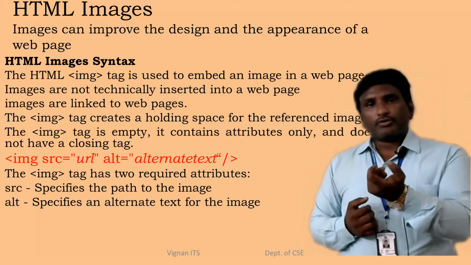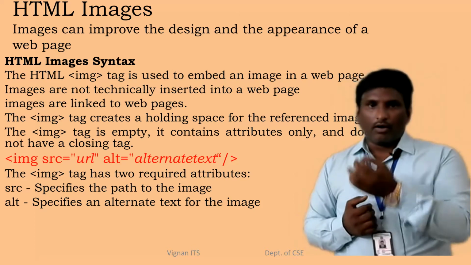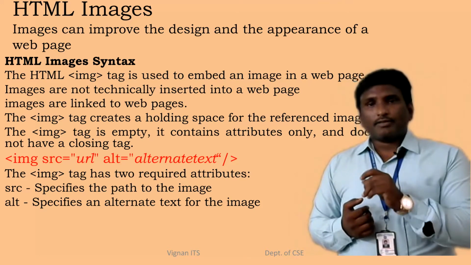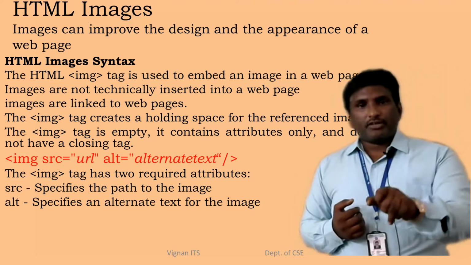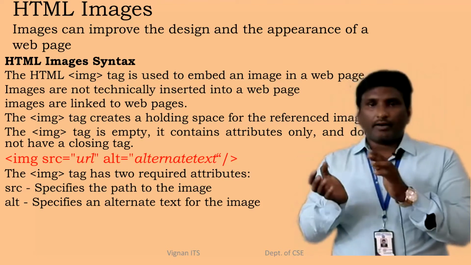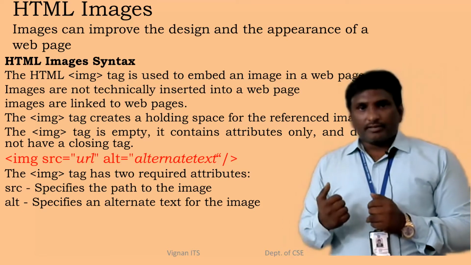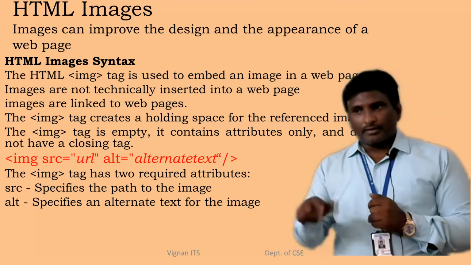The major required attributes are src plus alt. The src contains the path of the image, and alt is the message we write, which will be displayed if the image is not loaded into the web page. That is it. Next, an example using the image tag.